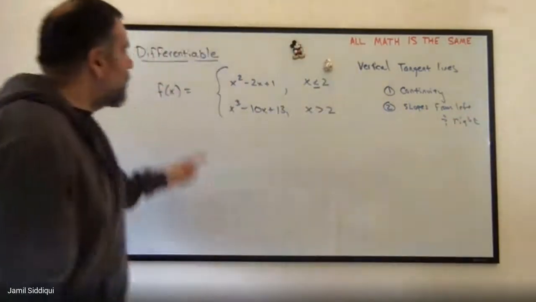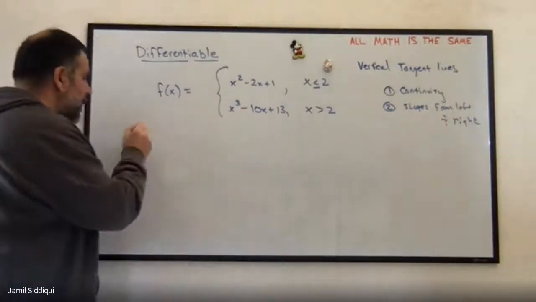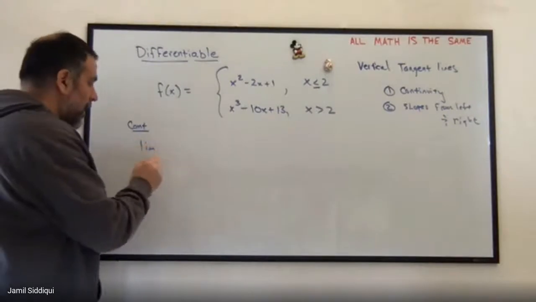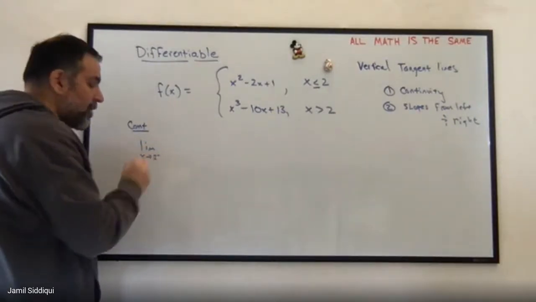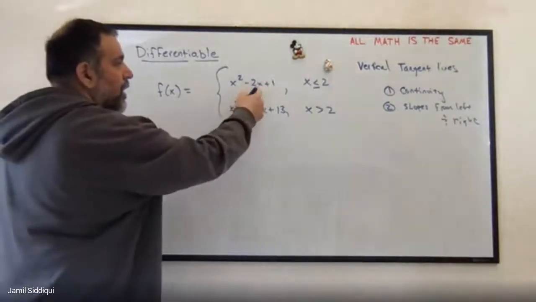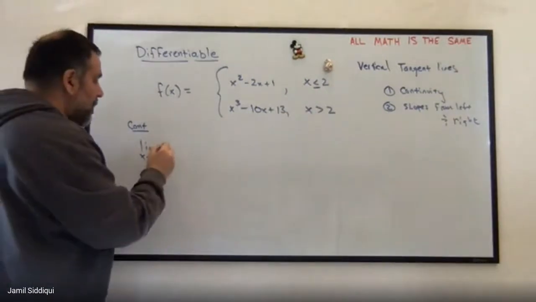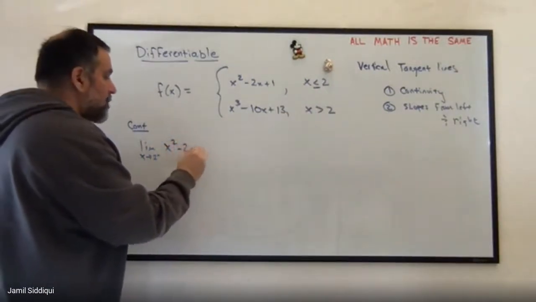So in this example, as we check the continuity, all we've got to do is say, let's look at the limit as x approaches 2 from the left. Now, when we're doing x approaches 2 from the left, we're using this rule right here. This says, hey, use me anytime x is less than 2, and that means from the left. So we're doing x squared minus 2x plus 1.